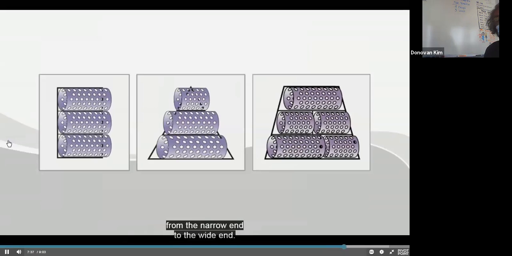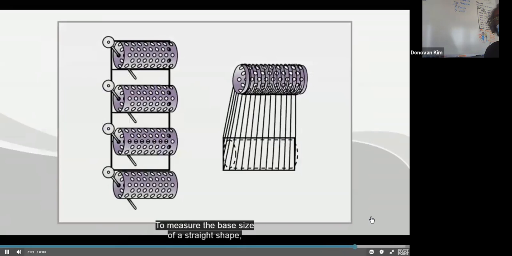The most efficient way to set rollers within a straight movement or shape is to use cylindrical rollers. These rollers have the same width throughout and are usually used within straight shapes such as the rectangle, triangle, or trapezoid. To measure the base size of a straight shape, the diameter and length of the roller are used.